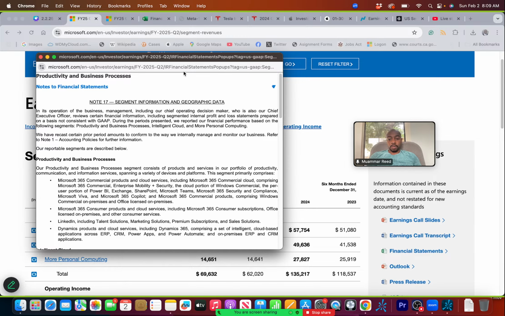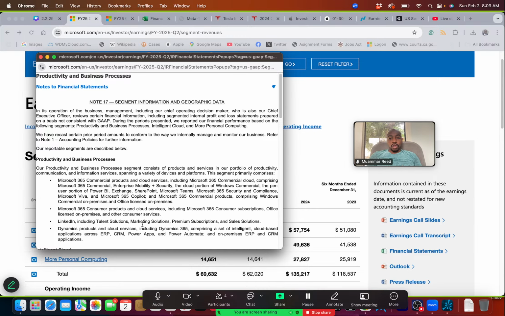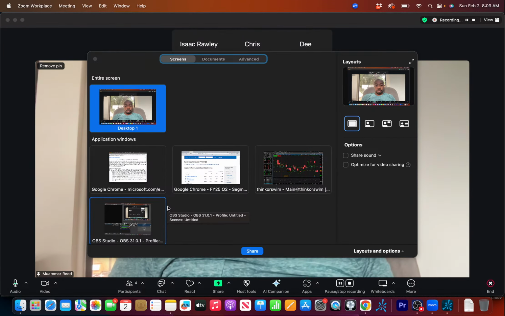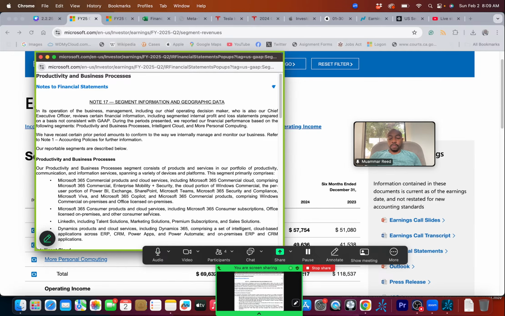The annual release, FY25 quarter? No, yes. Okay, let me unshare this and share this screen. Right, can you see this little screen now?